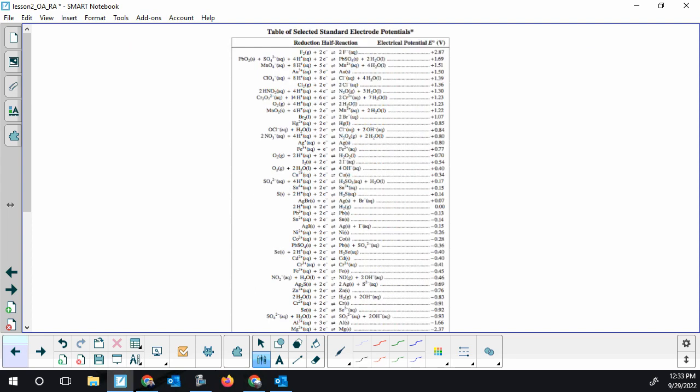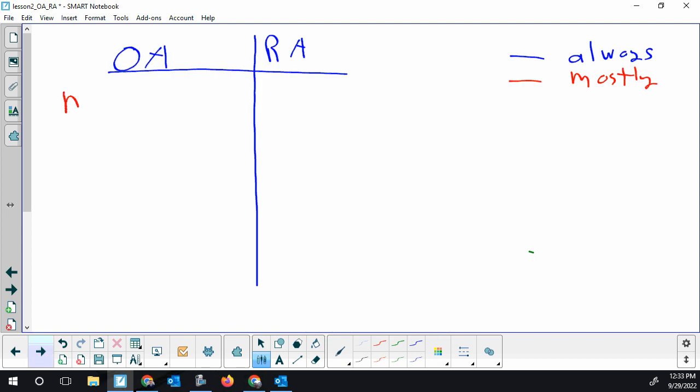So looking at our table, this side is where we find most of our metal ions, but I'm going to have to color code it in red because there are a few metal ions on this side. There's iron 2 as an RA, but there's iron 2 as an OA. So if you see a metal ion, your first thought is it's probably an oxidizing agent.